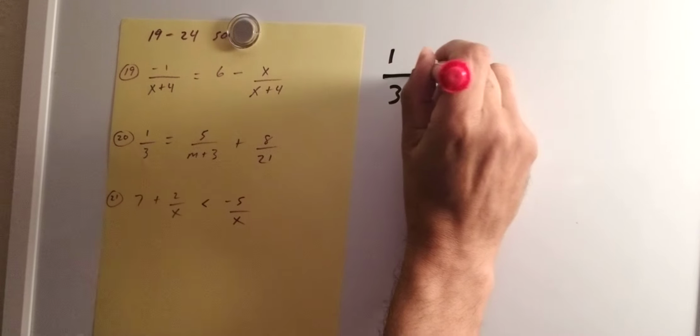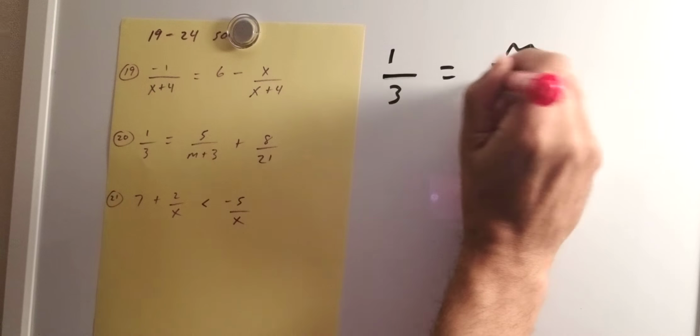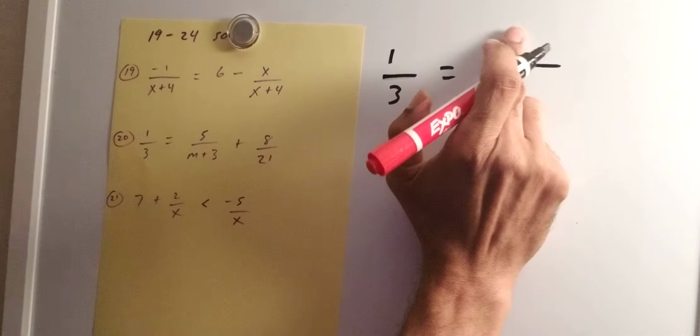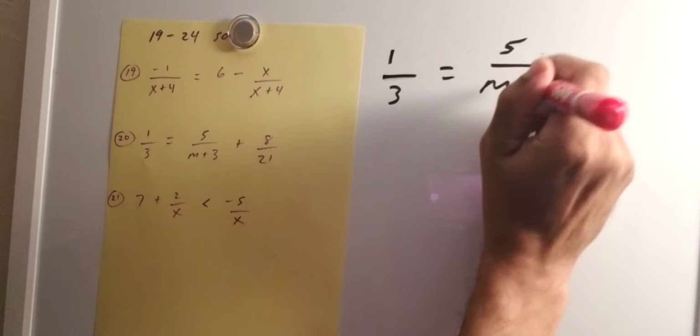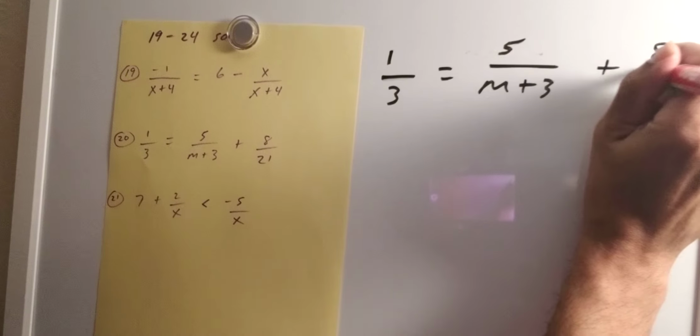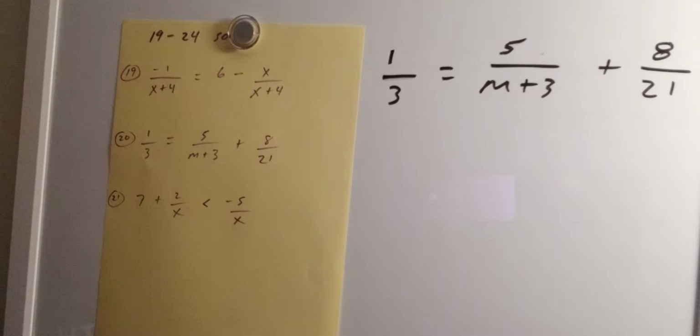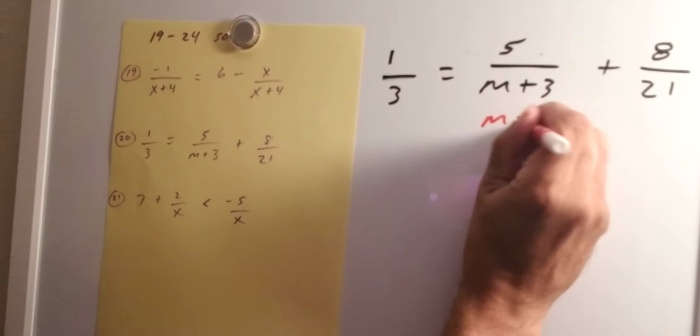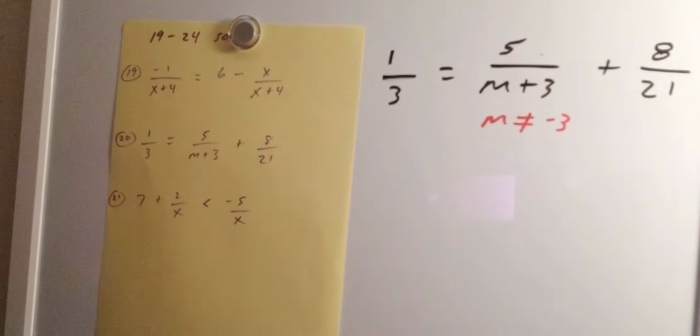One third equals 5 divided by m. 5 needs to be a 5. Plus 3 plus 8 divided by 21. Dealing with restrictions, m cannot equal negative 3.